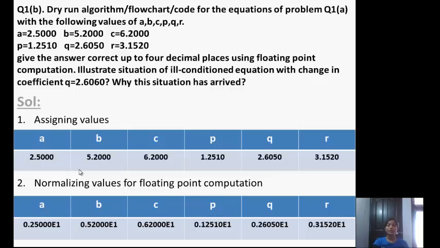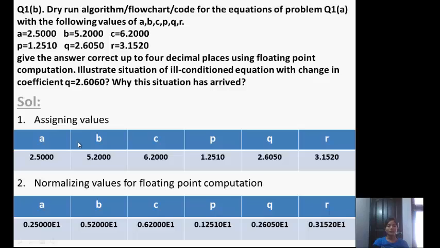Now our next question: dry run this algorithm for the equation of question 1 with the following values of a, b, c and p, q, r. Give the answer correct up to 4 decimal places using floating point computation. Illustrate the situation of ill-conditioned equation with change in coefficient q equals 2.6060, and why the situation has arisen. So we have to give the reason why our answer varies when we change the value for q.